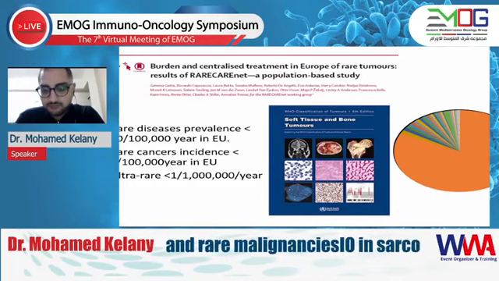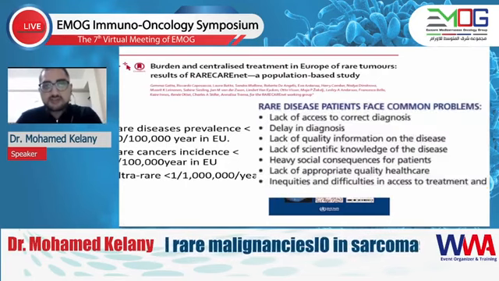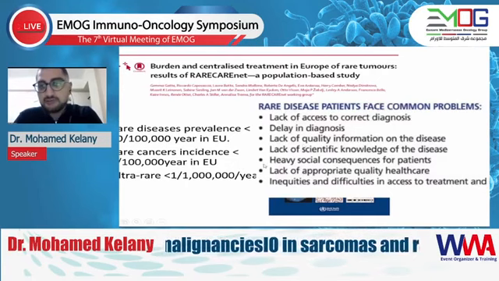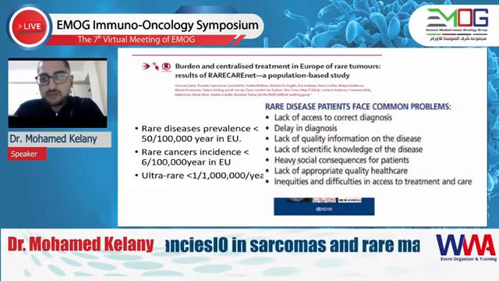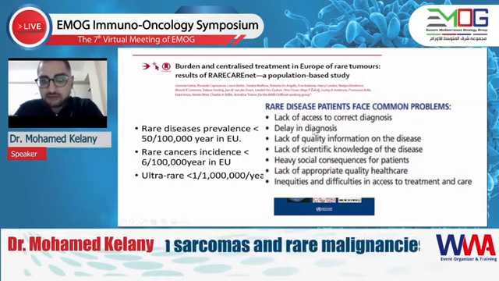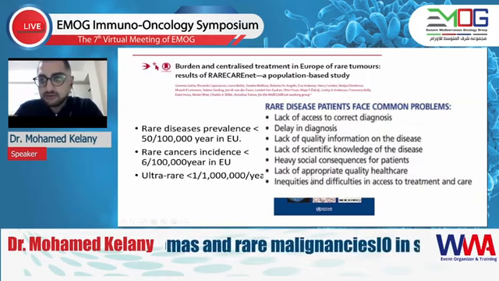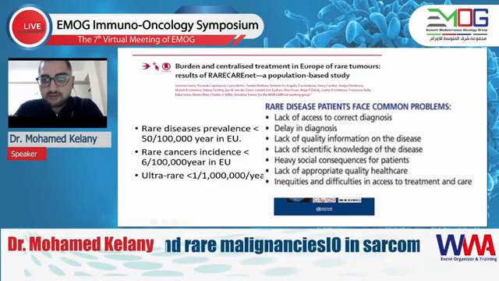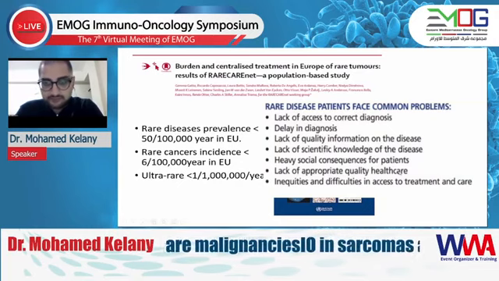The rare disease is challenging because we have a lack of quality information about this disease and a lack of scientific knowledge, which leads to a lack of correct access to diagnosis as well as delay in diagnosis. Collectively, this leads to inappropriate quality of care given to this cancer subtype and difficulty accessing the treatment and the care.